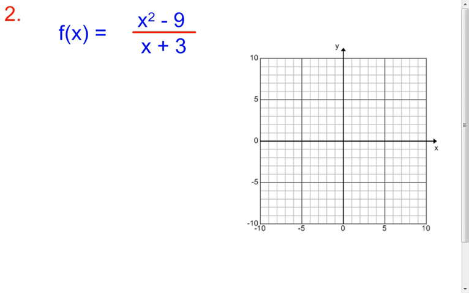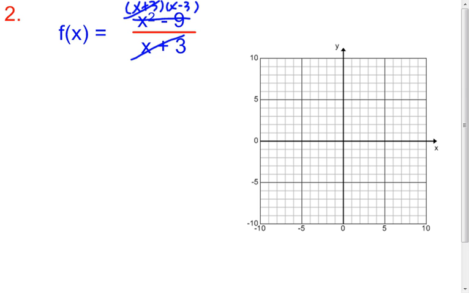All right, on the next one, our function does factor, so I do want to look at that first because it will help me to deal with it algebraically first, and then we will worry about the rest of it. Okay, so this one factors up here as x plus 3 and x minus 3. The x plus 3's are going to cancel. All right, and again, factors that cancel give you your points of removable discontinuity.